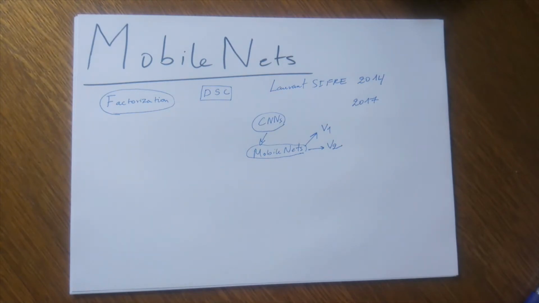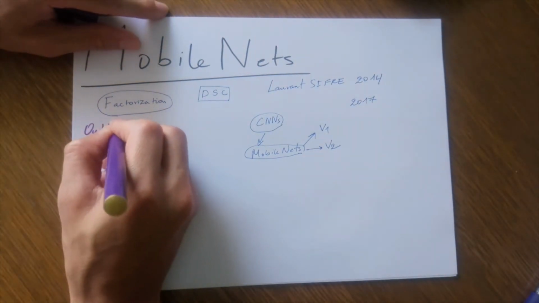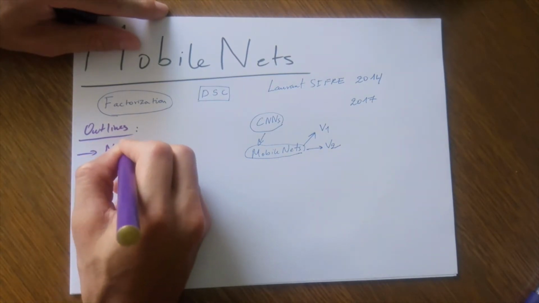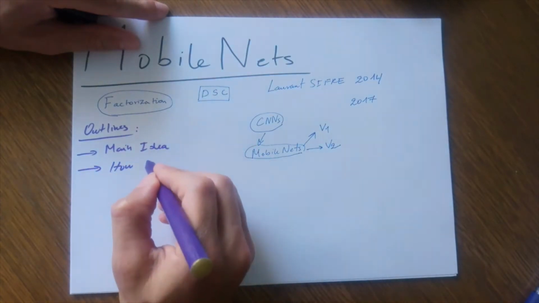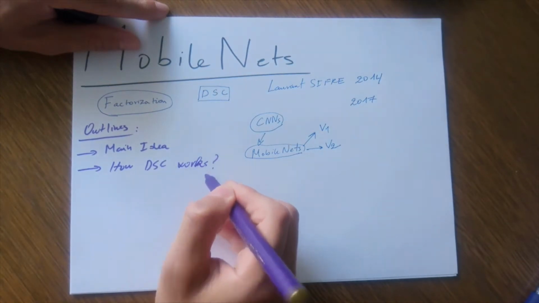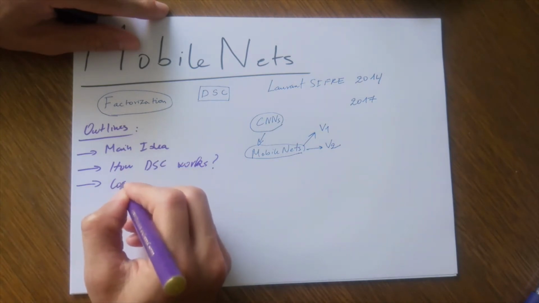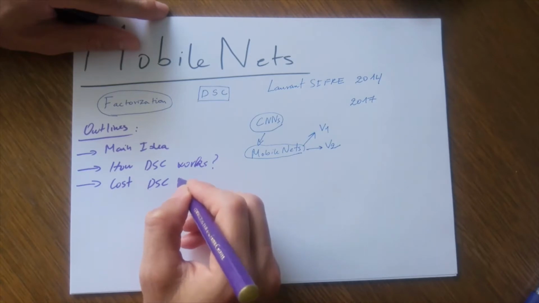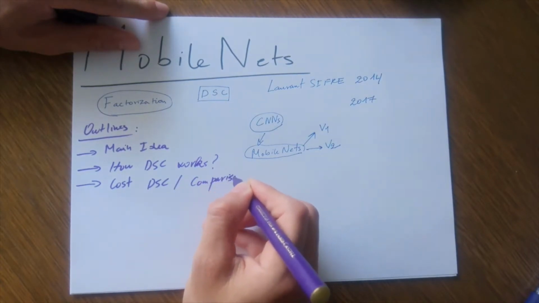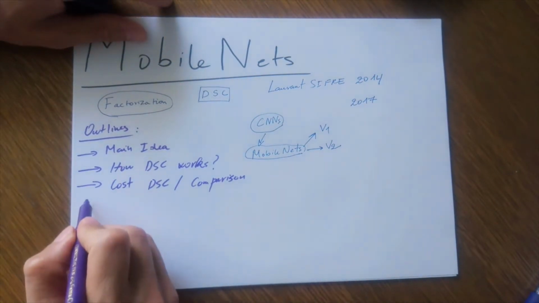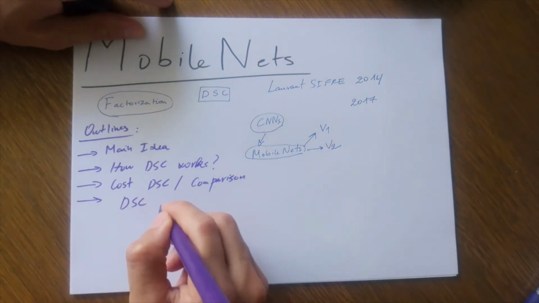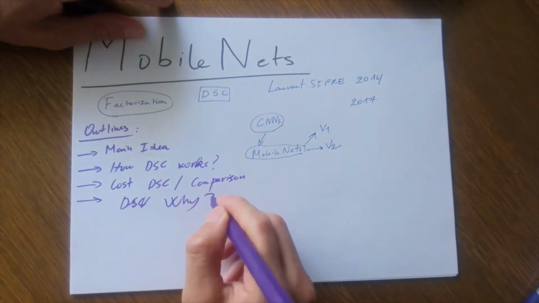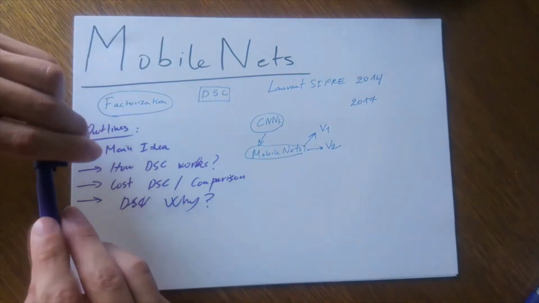For this purpose, I will talk about 4 major points. Here are the outlines. First, I will talk about the main idea. Then, how does Depthwise Separable Convolution work? Afterwards, I will talk about the computational cost of Depthwise Separable Convolution and a comparison with standard convolution. And finally, I will discuss what makes the Depthwise Separable Convolution work well, or rather, why does it work? So these are the 4 outlines of this video.